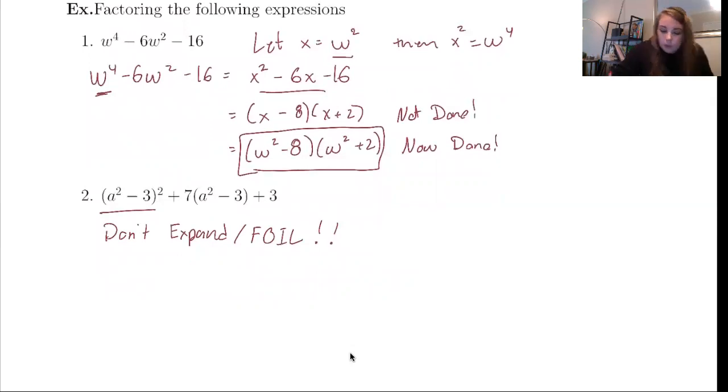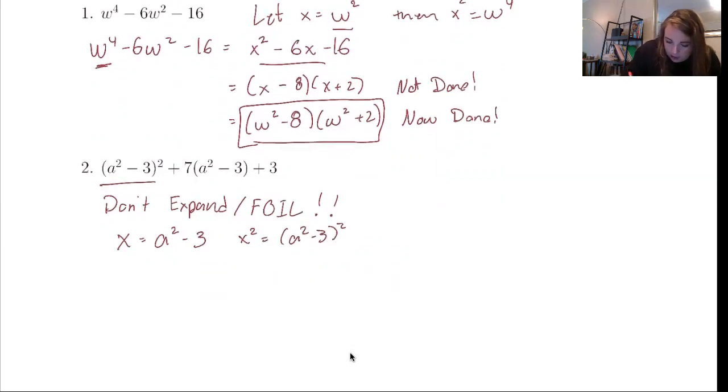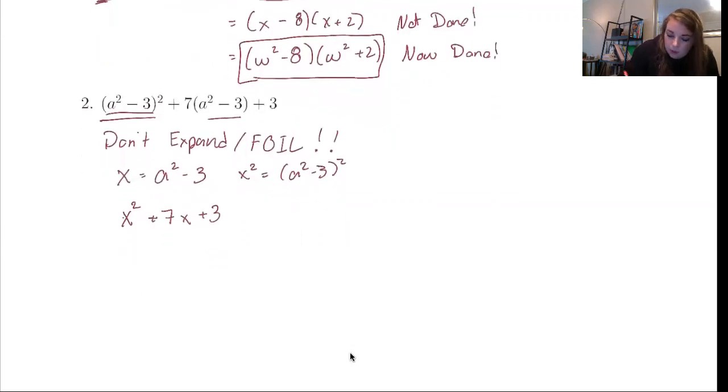So let's just now call x a squared minus 3. And then x squared would just be a squared minus 3, that quantity squared, right? So up top, we would have x squared plus 7x plus 3. I think this is a million times easier to do than what we were presented. But look, my answer was given to me in A's, so I need to respond in A's. So once I factor this, I need to sub back in and also simplify a little bit. So x squared plus 7x plus 3.